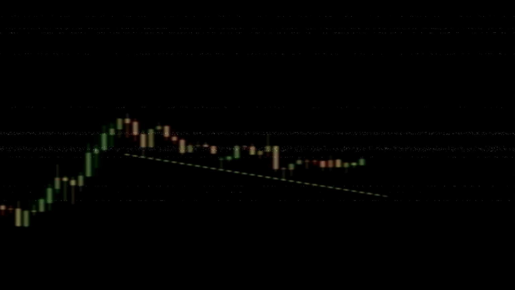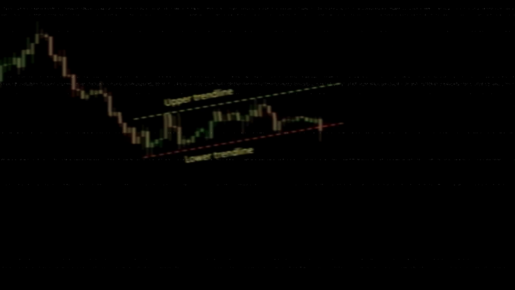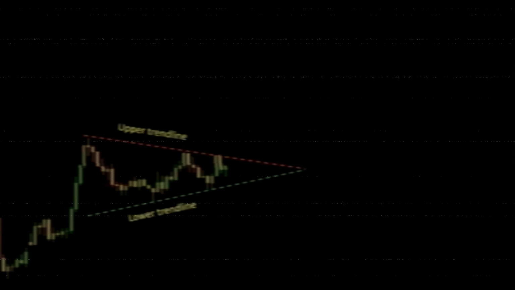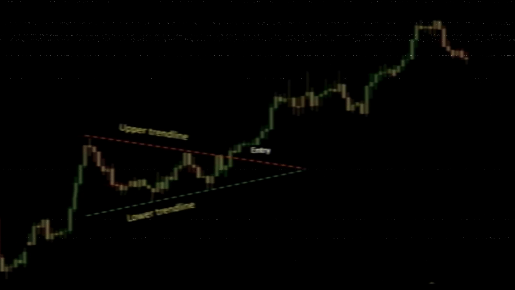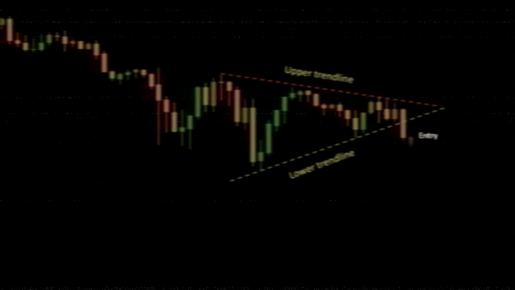When it comes to trading, identifying trend continuation patterns can make all the difference between catching the next big move, or missing out entirely. These patterns help traders spot when a trend is simply taking a pause, rather than reversing, offering high probability entry points with the trend.